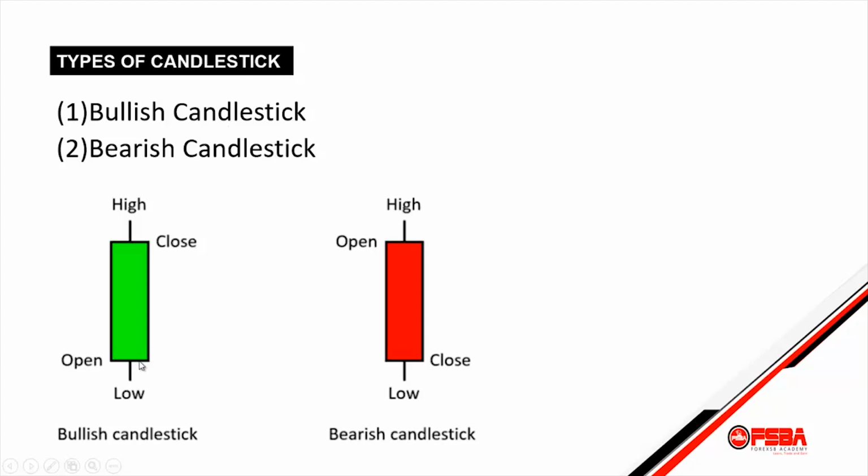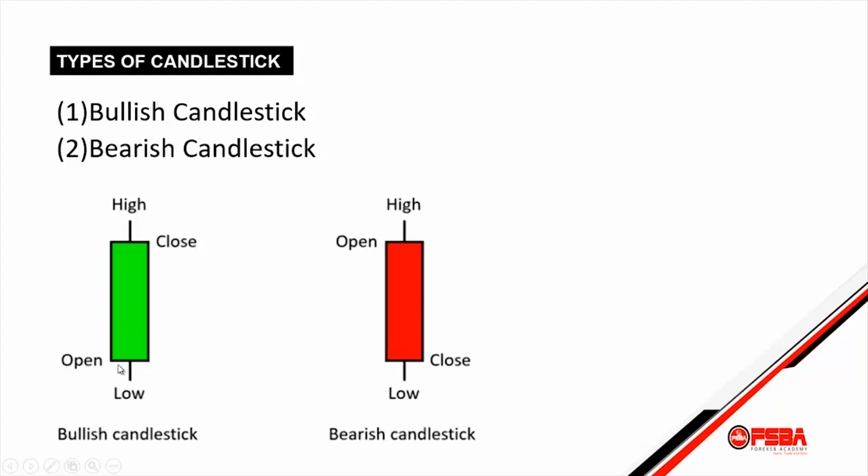A bullish candlestick is when the price of a particular currency moves from a lower point to a higher point, while a bearish candlestick is when the price of a particular currency moves from a higher point to a lower point. In the bull candlestick, the market opens at the low, then closes here. The low of the market is this point, while the high is this point.